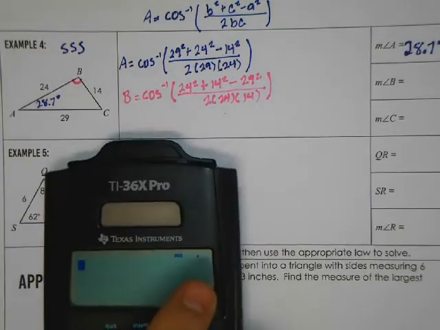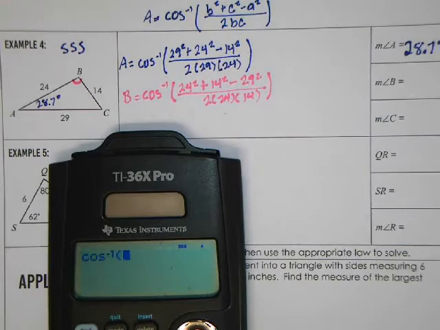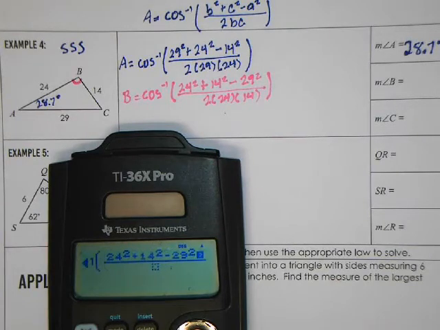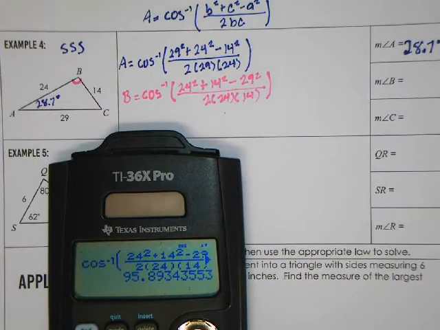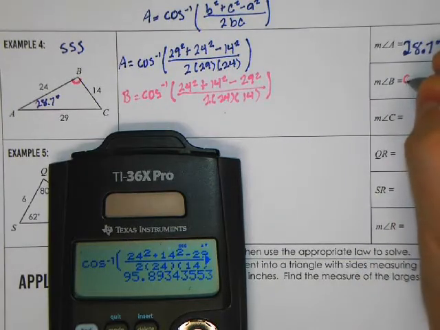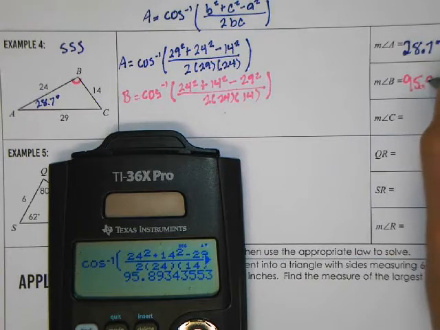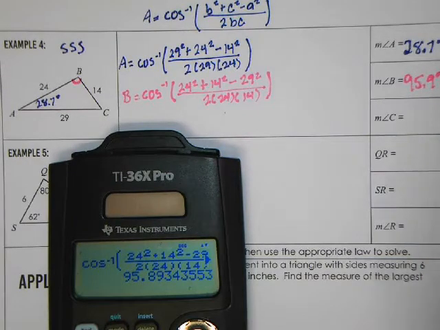And I'm going to go, again, inverse cosine, hit the ratio button, and I'm going to say 24 squared plus 14 squared minus 29 squared, all of it divided by 2 times 24 times 14. And we definitely got a bigger angle, 95.9 degrees basically. So that's going to be angle B. 95.9 degrees.